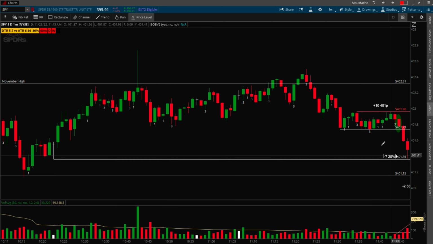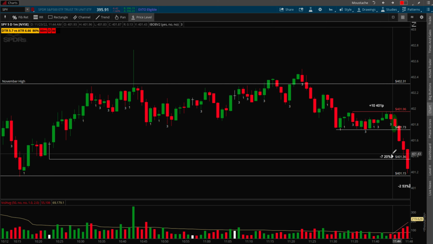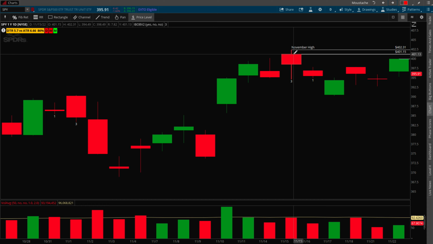This is exactly what I do with every single trade I take. Take most of my profits at that first target. So I took 7 out of 10 for 20%. Great gain. Price kept pushing down. You can see that's that level I had marked from the daily. The 401.15 was the open of that candle.